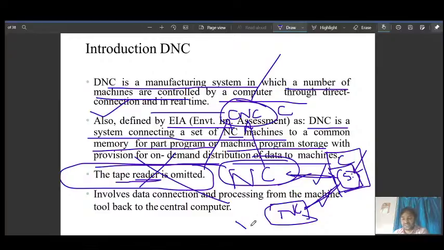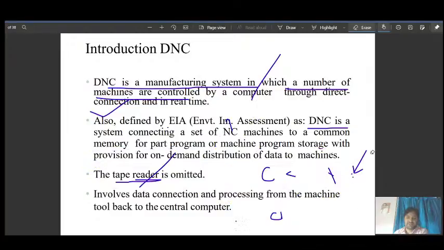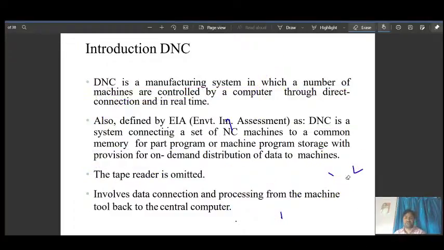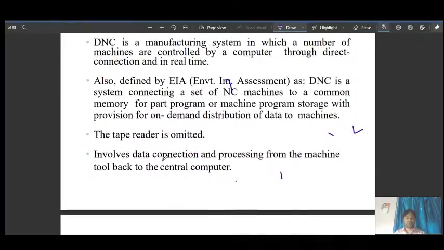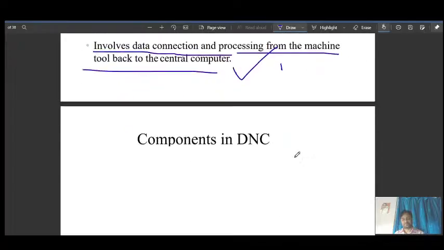But as time has changed, instead of NC machines we have CNC machines, so no case of a tape reader. With the present communication technology, we can easily connect all the machines with each other and with a common computer. We will see. So it involves the data connection and processing from the machine tool back to the central computer.